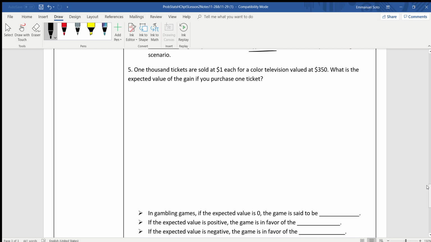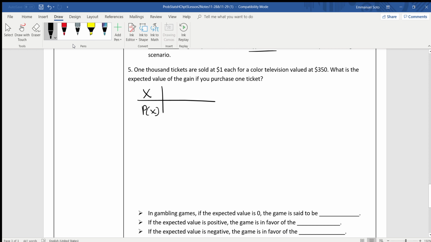For number 5, we're looking at 1,000 tickets sold at $1 each, and you're playing for a color television that is valued at $350. What is the expected value of the game? If you participated in this event, what do you expect to get on average? We have to come up with a probability distribution, so we're going to list out our possibilities. You're only buying one ticket, so you're paying $1.